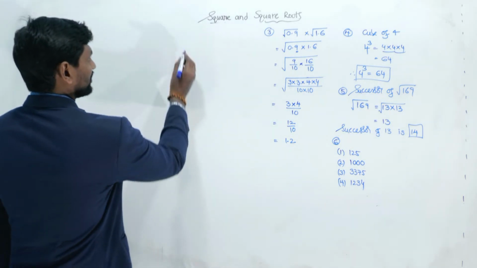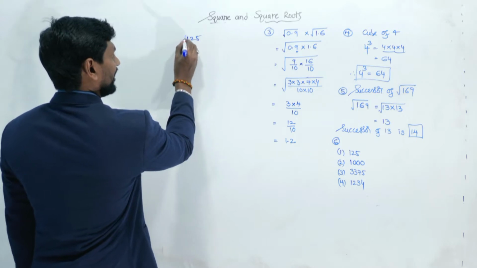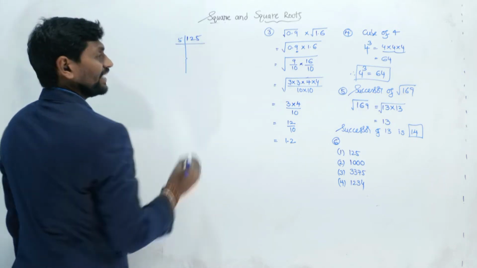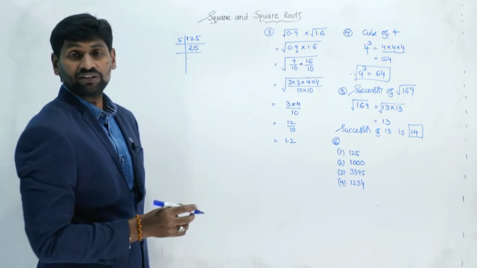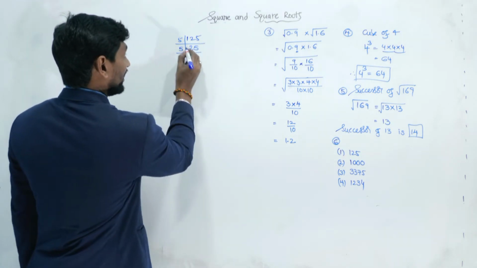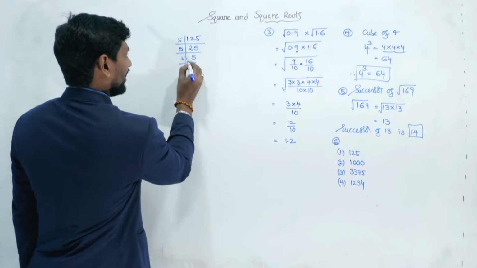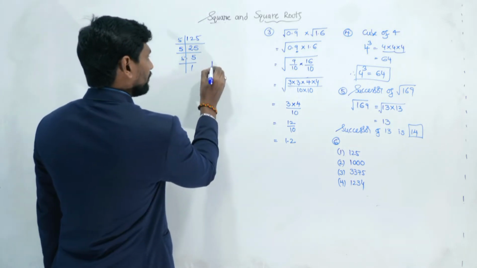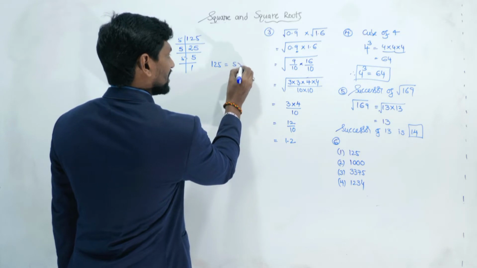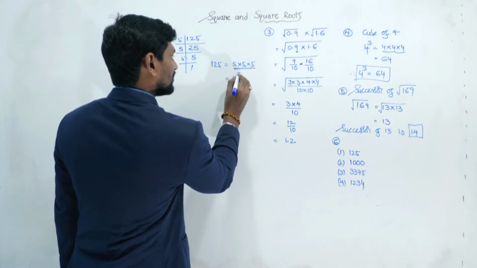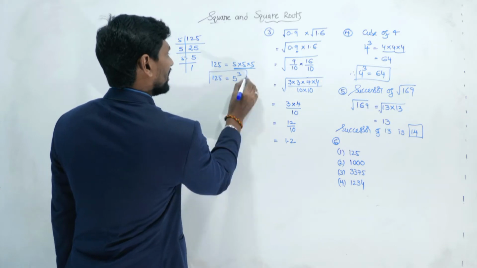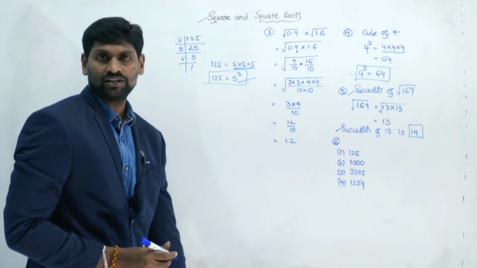So let us take the first option, 125. I am finding the prime factors here. 5 2s are 10, 5 5s are 25, 5 25s are 125. Again 5 5s are 25, again 5 1s are 5. That means 125 can be expressed as 5 into 5 into 5. 5 is present 3 times, so 125 is 5 cube. So it is a cube number.